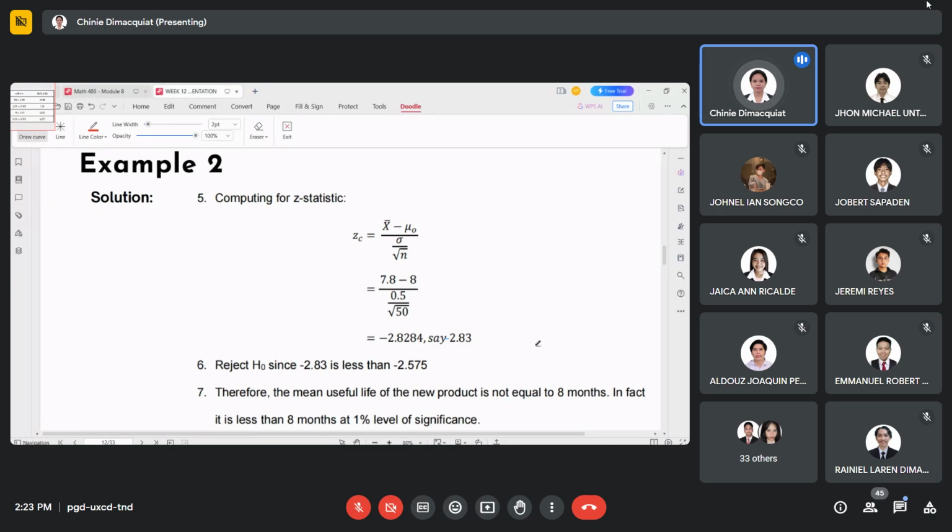So, for our conclusion, the mean useful life of the new product is not equal to 8 months. Dahil diba yung ating null hypothesis ay 8. And since mali nga yung ating null hypothesis, ang sasabihin natin ay is not equal to 8 months, or simply yung ating alternative hypothesis na mean is not equal to 8.